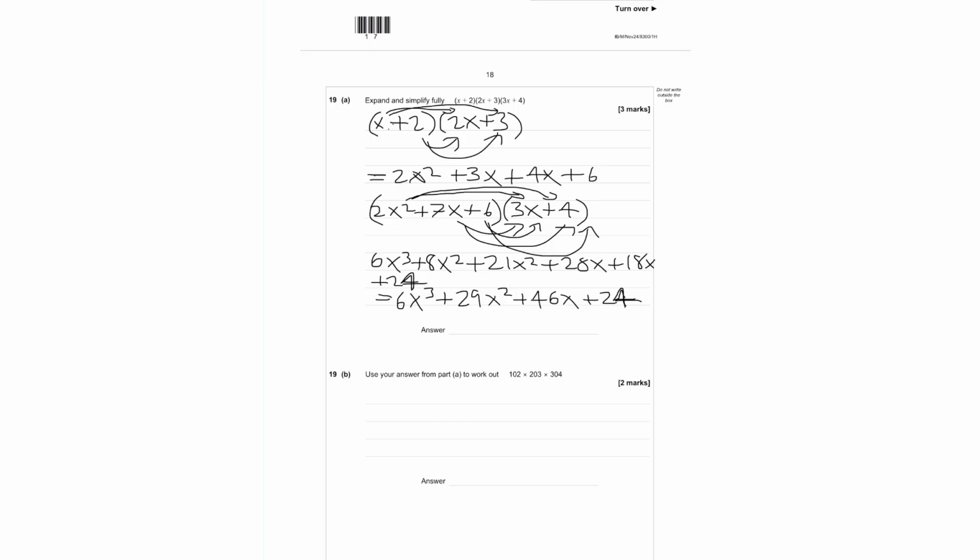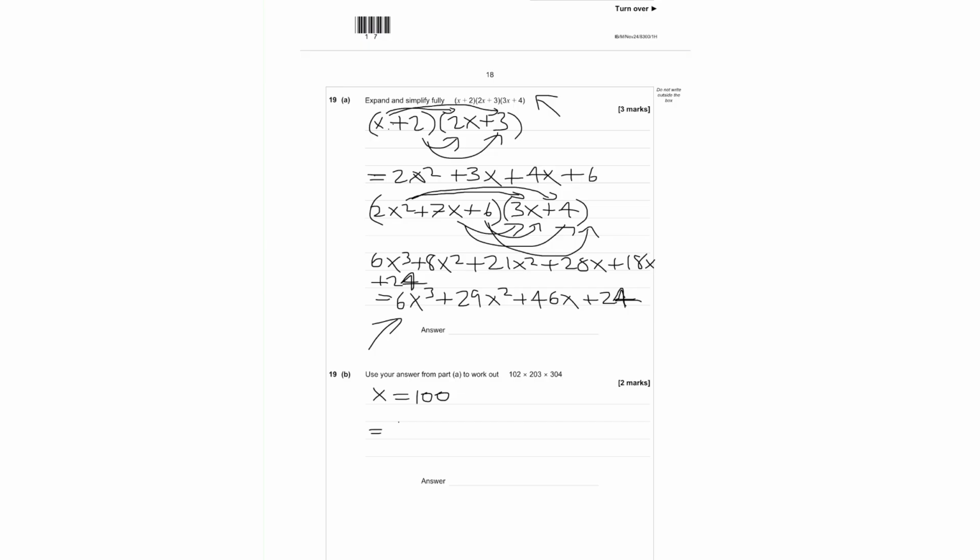And then we're told that using our answer from part A, we want to work out 102 times 203 times 304. So in this case, this would be the case where x is equal to 100. So if we were to make x equal to 100 and go back to the top line here, 100 plus 2 is 102. 2 times 100 is 200 plus 3 is 203. 3 times 100 is 300 plus 4 is 304. So we can use this expression here and just substitute in 100.